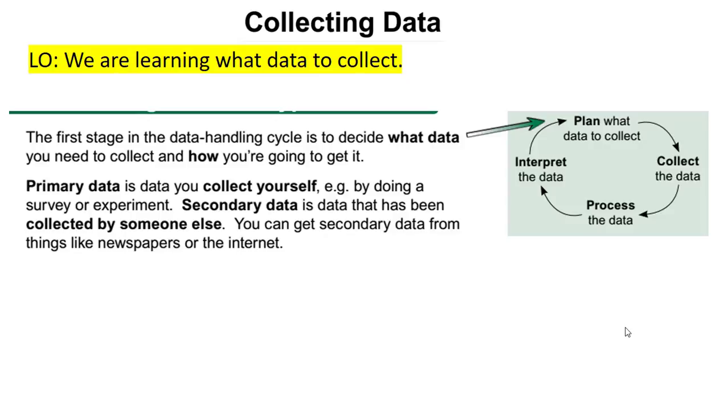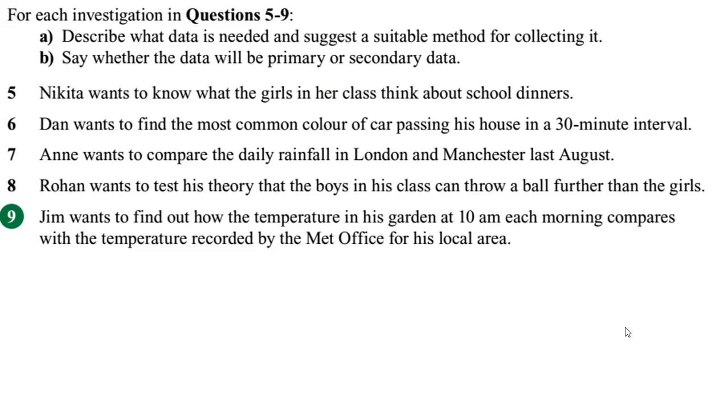Right, so to explain that, what I'm going to ask you to do quickly is to think about question 5 to question 9. Question 5 to question 9 has got two parts in it. Part A says describe what data is needed. So you're going to be deciding what data to collect here and suggesting a suitable method for collecting it, so how you're going to collect it. Then after that, you need to say whether the data is primary or secondary.